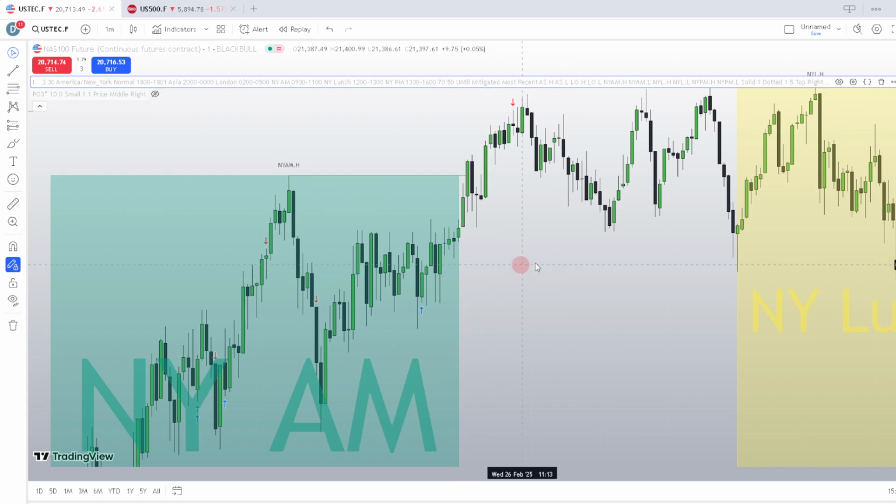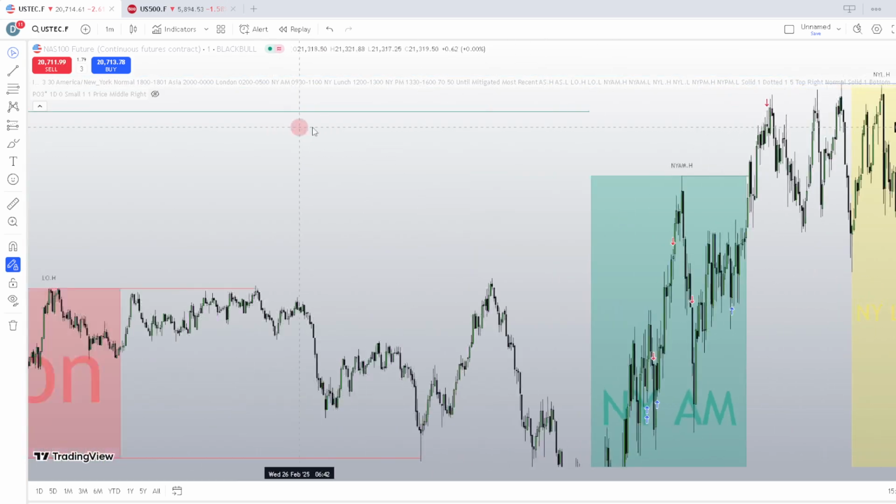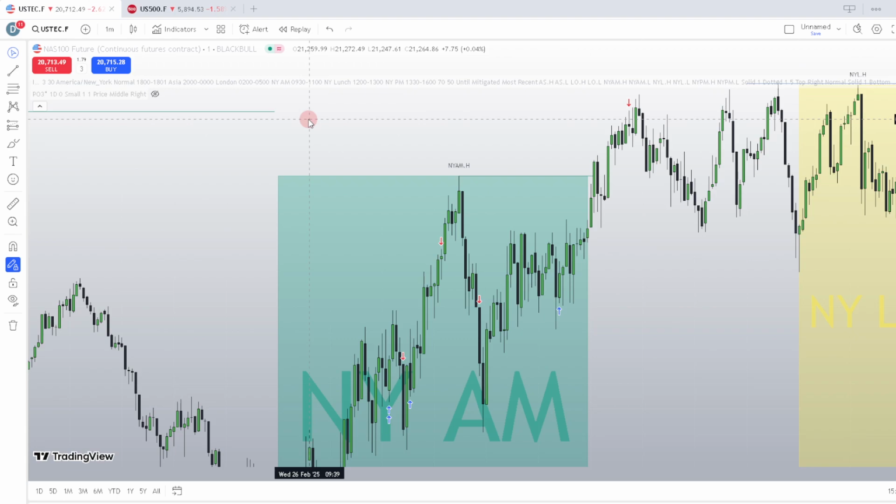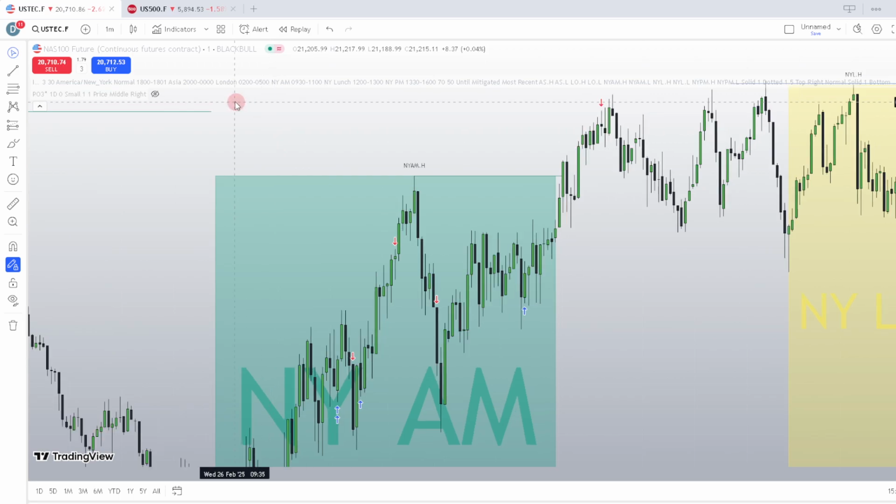After this we had consolidation, and I knew that price was gonna take this New York AM high because S&P 500 took it already. So when S&P 500 takes the New York AM high, the SMT always fails. Nasdaq is always superior, and Nasdaq always takes the high.